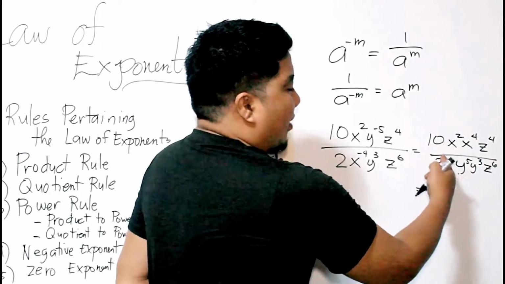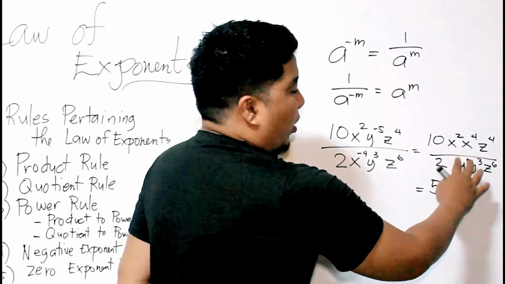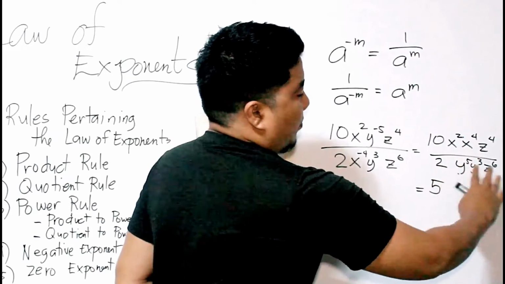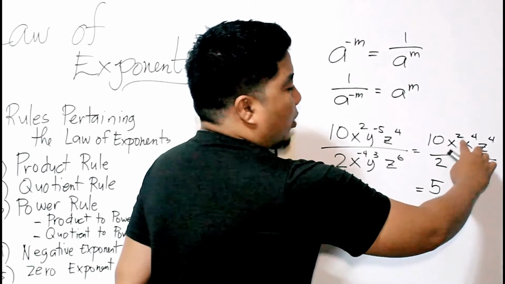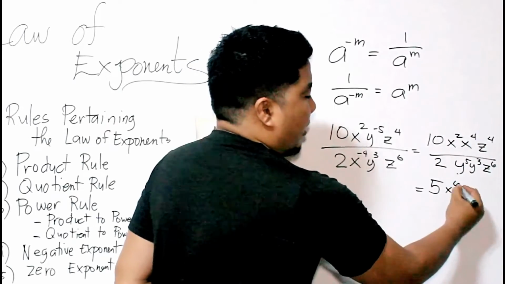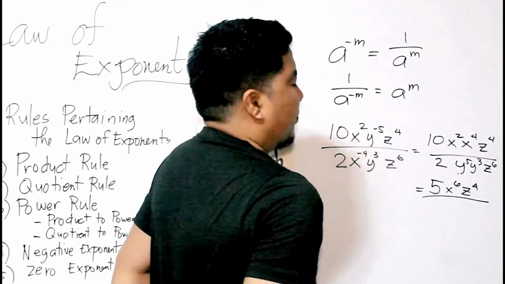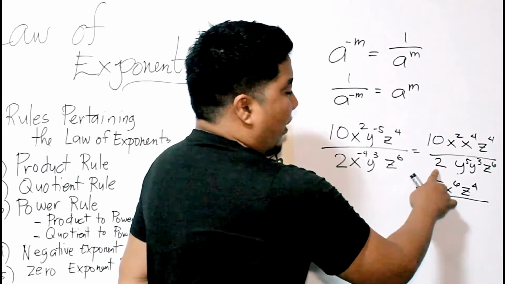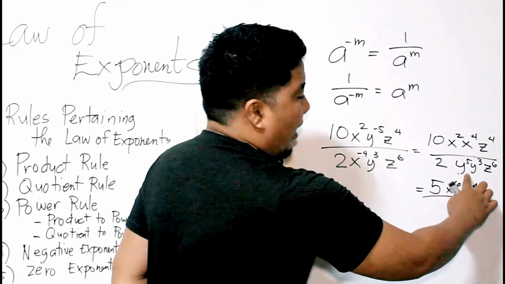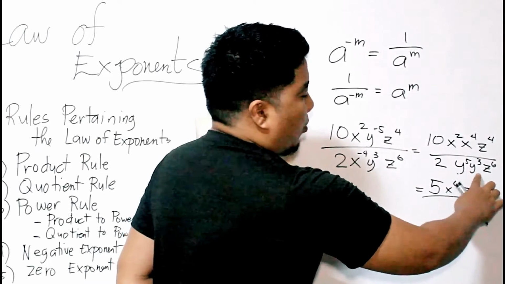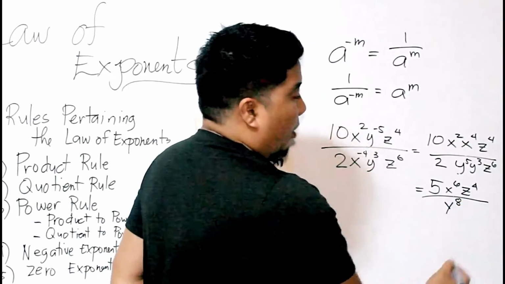So, 10 divided by 2, that is 5. There are 2 x's here, but there is no x in the denominator side, so I will apply the product rule. So, x squared and x to the fourth will give me x to the 6. Then that is z to the 4th power over. Since I have already divided this one, this is already finished. In the denominator side, I have y to the 5th and y cubed, and there is no y in the numerator. So, I just copy y to the 8th power.